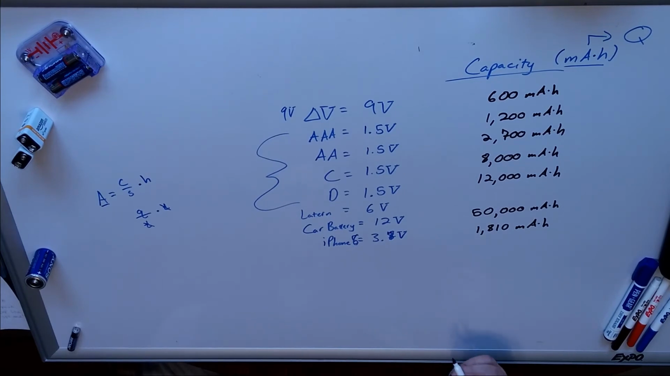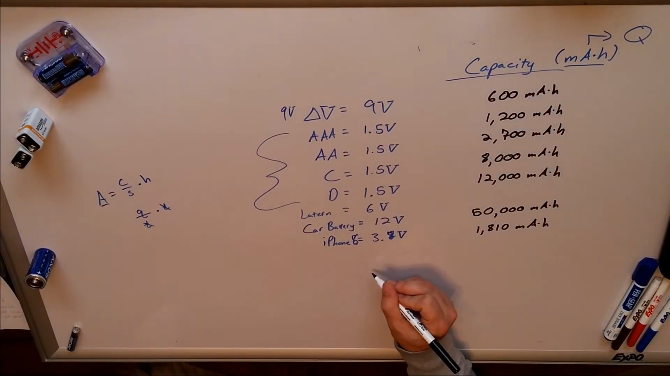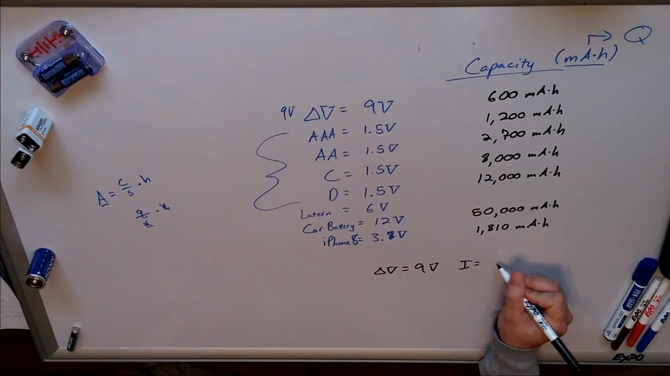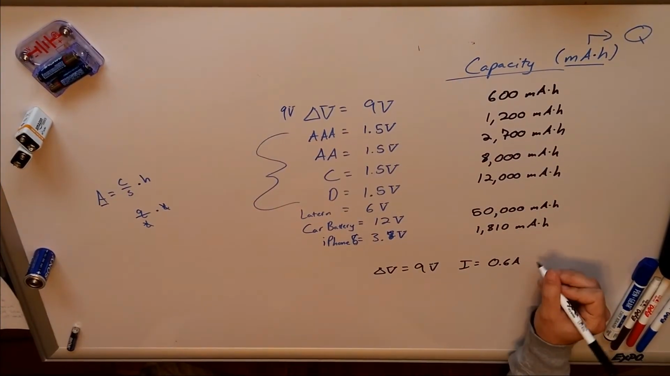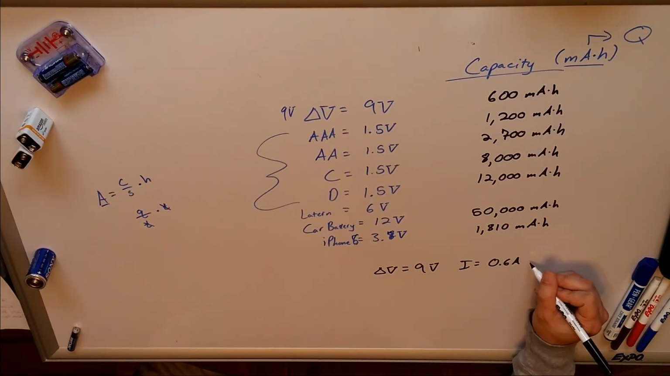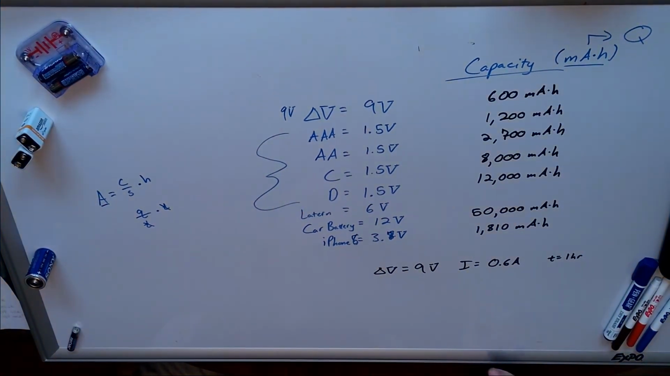Now, I'm going to play around with units a little bit. We said that we had 9 volts, and that the current is, so let's see, delta V is equal to 9 volts, and our current is equal to 0.6 amps, and our time would be equal to, say, 1 hour. Let's go ahead and put that in.